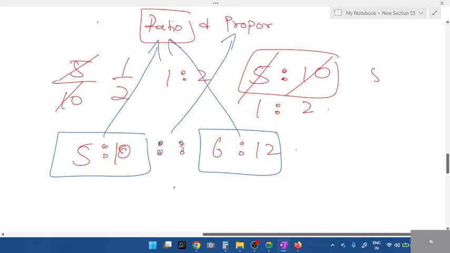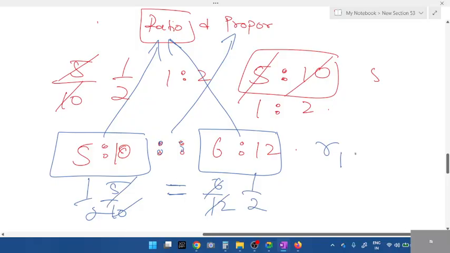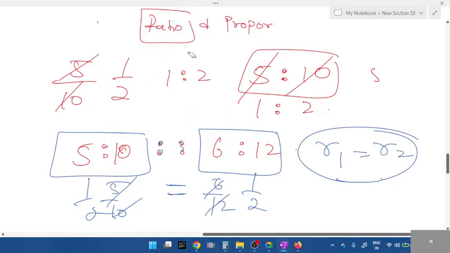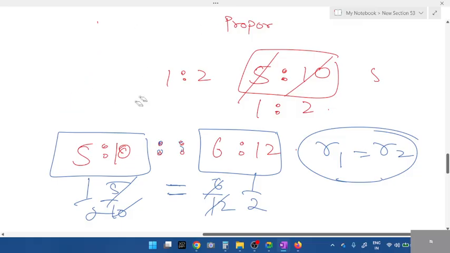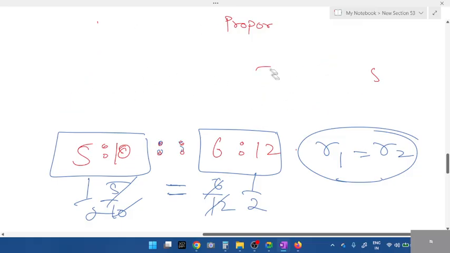So the proportion symbol, you can also take it as is equal to: 5 divided by 10 is equal to 6 divided by 12. If you reduce, you get 1 by 2 is equal to 1 by 2. Therefore, left hand side is equal to right hand side. Both the ratios are equal. Ratio 1 is equal to ratio 2. This is the concept of proportionality. Basically, two ratios should be equal. In proportion, we have a lot of topics. This is the first part, the basic concept of ratio.